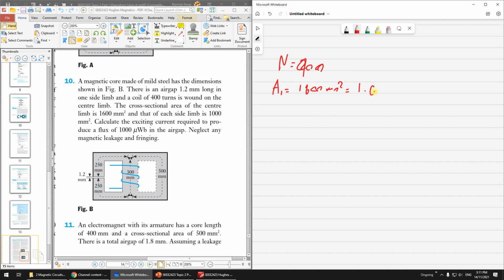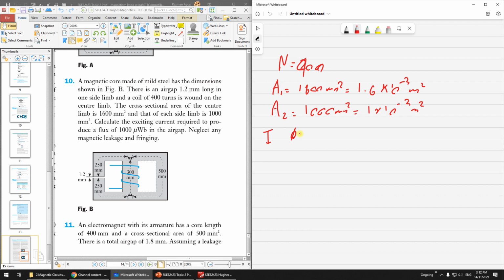So 1.6 multiplied by 10 negative 3 meter squared. So that is the area of the center, A1, and the area at 2, which is at the side, A2, is around 1000 meter squared, equals 1 multiplied by 10 negative 3 meter squared. Okay, calculate the exciting current, find I to produce flux.